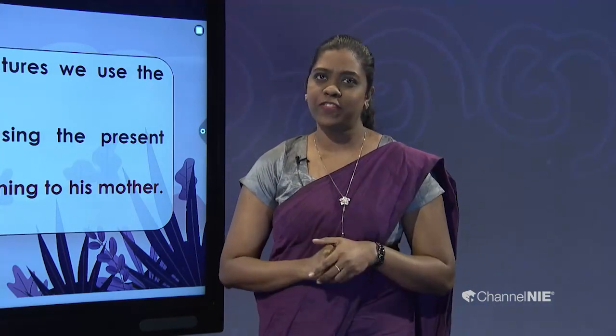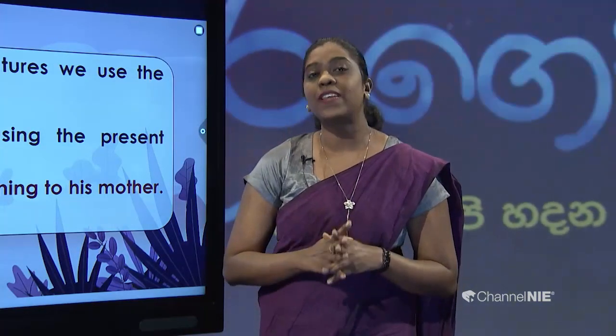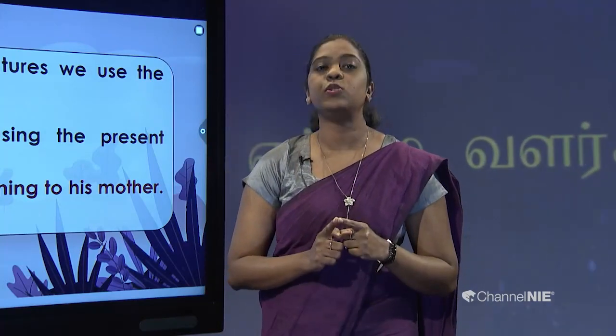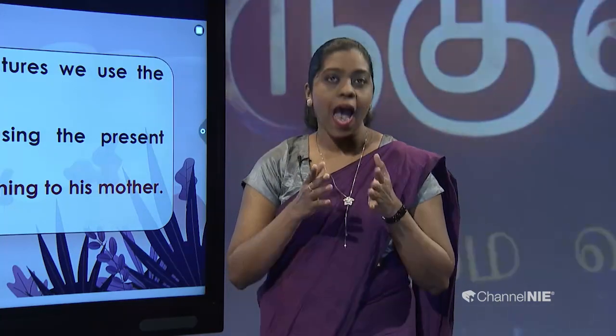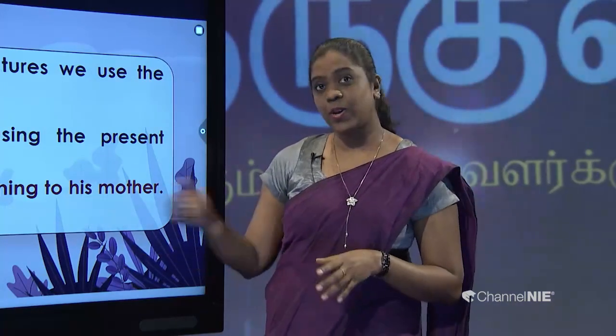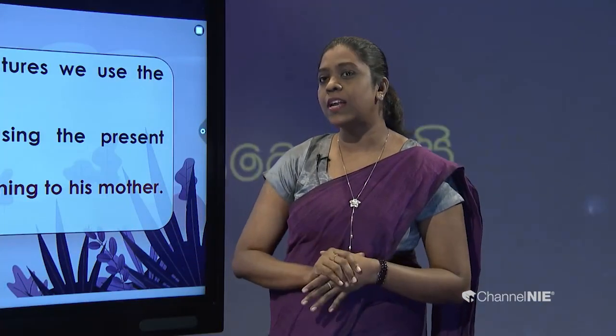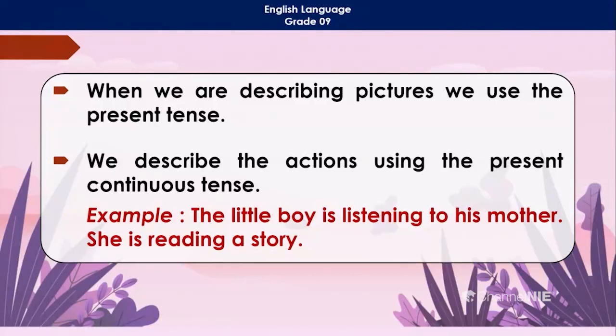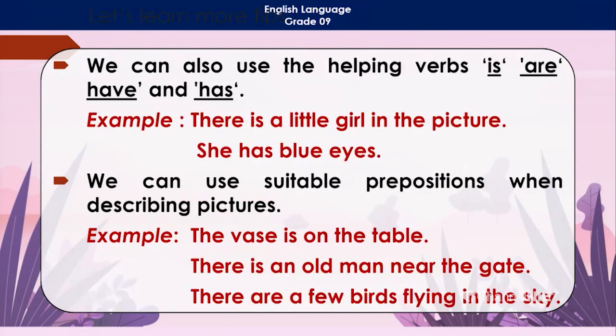So how do you show the difference? Simply with the help of the helping verbs. So in present continuous tense, you use am, is, are, and the ing form of the verb. Look at the example that clearly shows you that the little boy is listening to his mother. She is reading a story. Is listening, is reading. A few more tips, Ms. Suchitra.